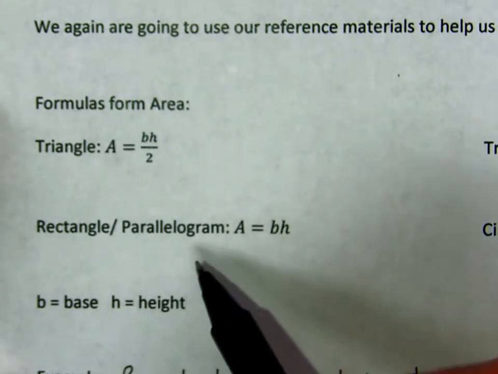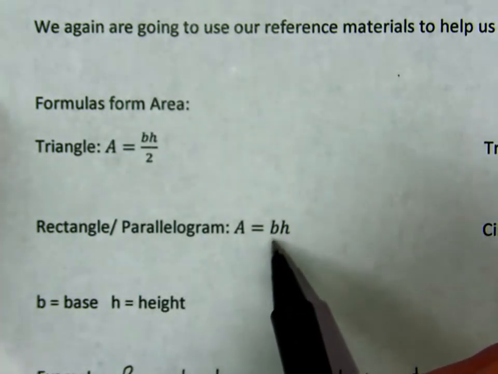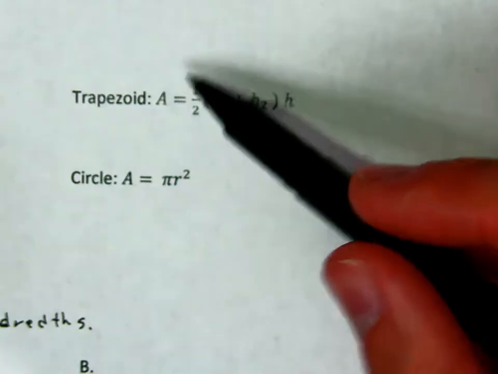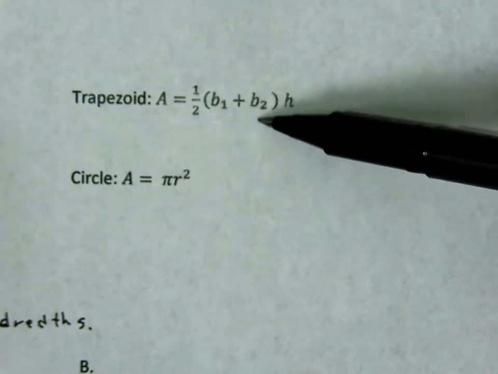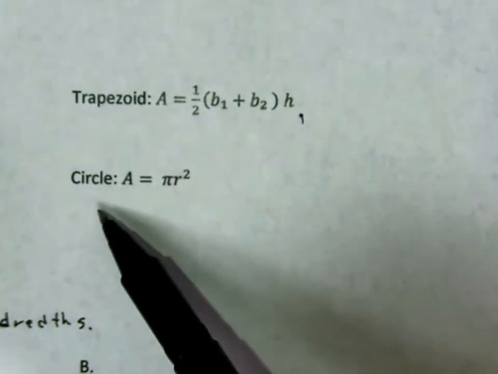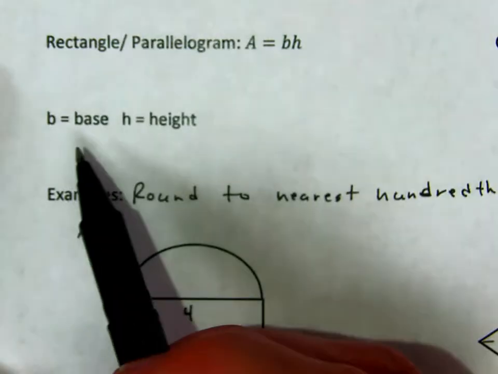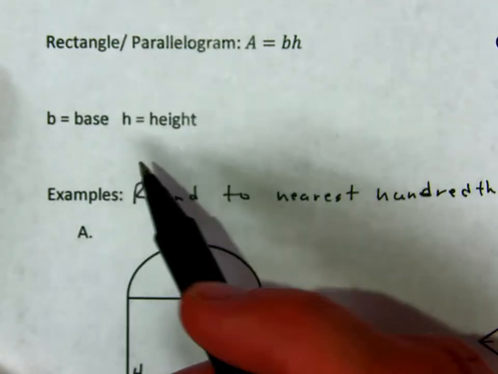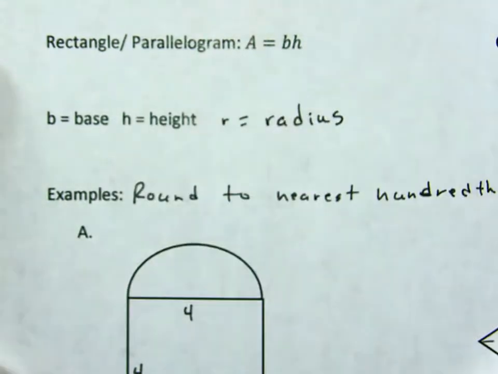rectangles, parallelograms. This also includes squares. Area equals base times height. And the other two are trapezoid. Area equals 1/2 times base 1 plus base 2 multiplied by height. And our circle we learned from last lesson is area equals pi r squared. Remember that B equals base, H equals height, and I have left out R equals radius.